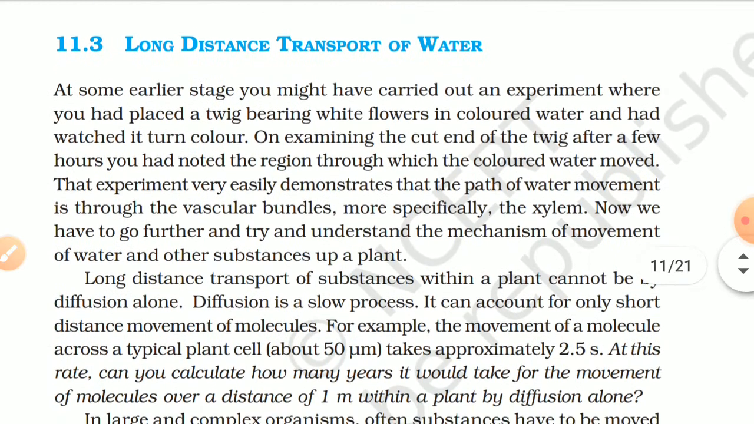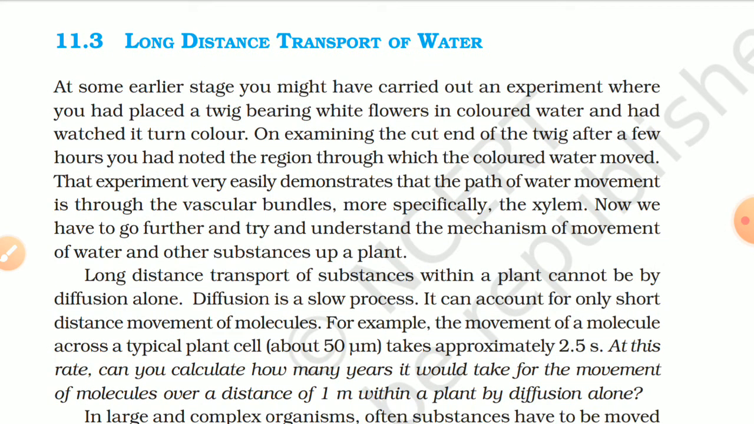11.3 Long distance transport of water. At some earlier stage, you might have carried out an experiment where you had placed a twig bearing white flowers in colored water and had watched it turning color. On examining the cut end of the twig after a few hours, you had noted the region through which the colored water moved. That experiment very easily demonstrated that the path of water movement is through the vascular bundles, more specifically the xylem. Now, we have to go further and try to understand the mechanism of movement of water and other substances up a plant.